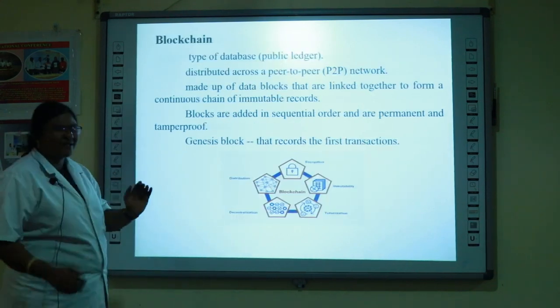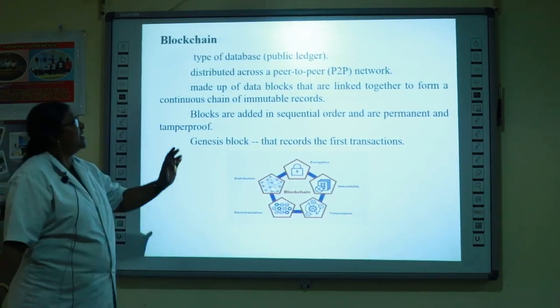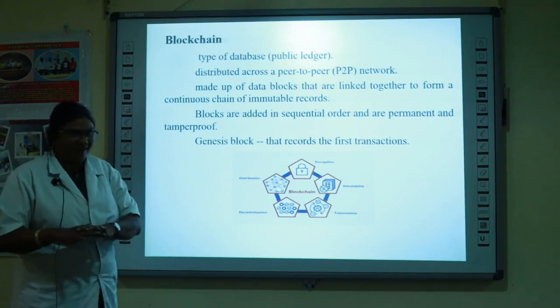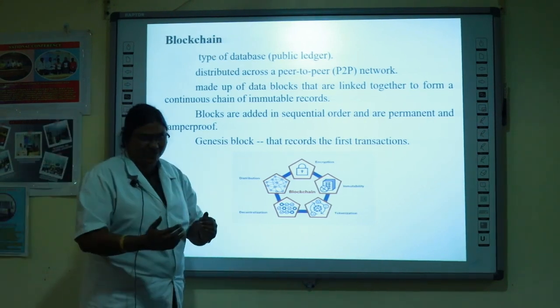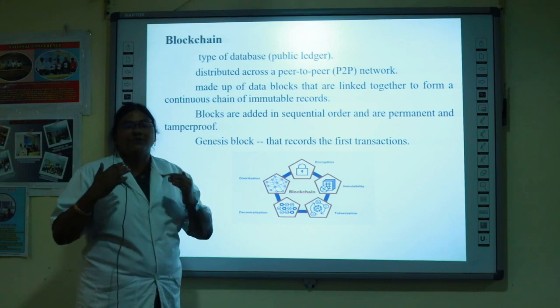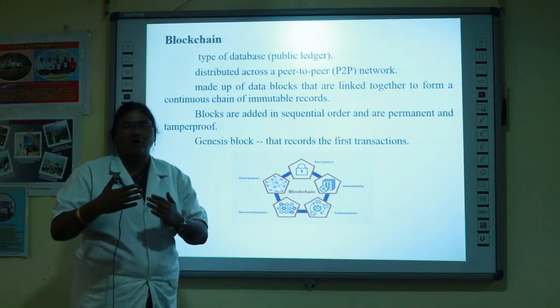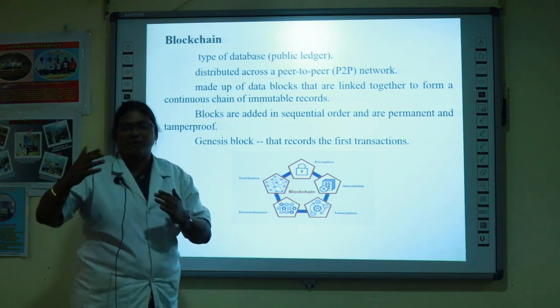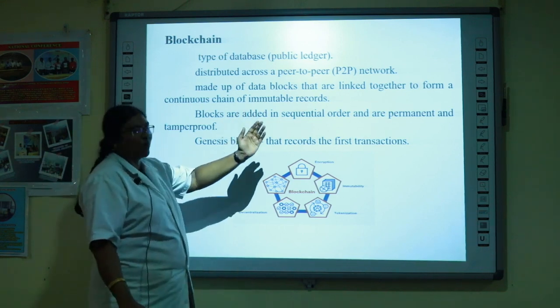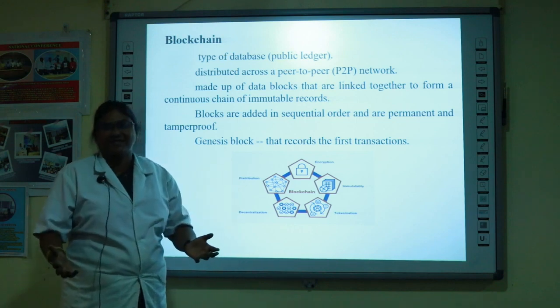And then blockchain. How is the blockchain created? It is one type of database, as well as a public ledger. So anyone can see: if I am transferring an amount to my friend, the next friend nearby can also see how much amount I transferred to him. So that is possible. It is public, anyone can see the ledger.